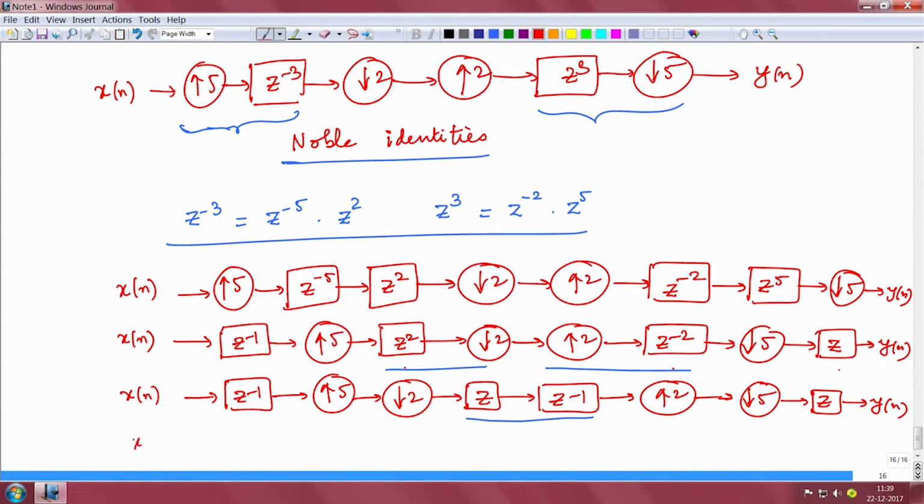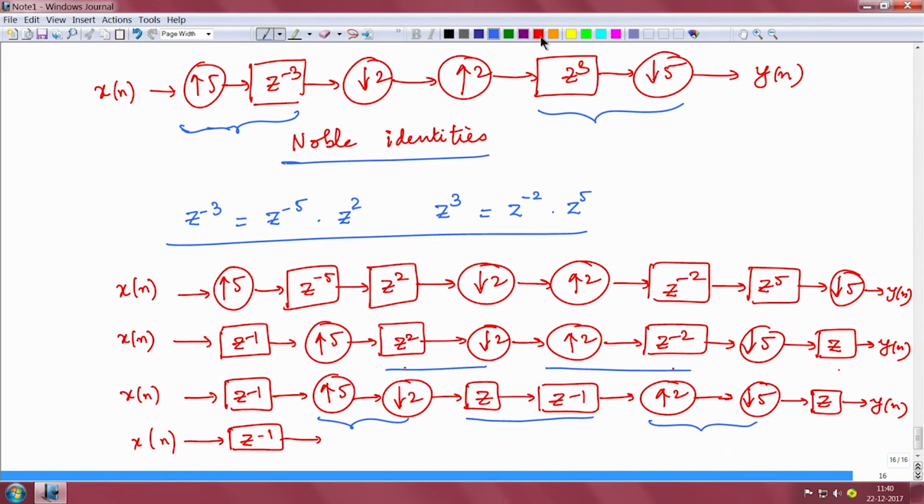If we simplify further, we get z power minus 1 followed by a factor of 5. So if we see here, we are going to get a downsampler by a factor of 2 here, and a downsampler by a factor of 2 here, upsampler by a factor of 2, and we have a downsampler by a factor of 5. So we want to interchange these two and these two, so that the upsampler by 5 gets nulled by this downsampler by 5.